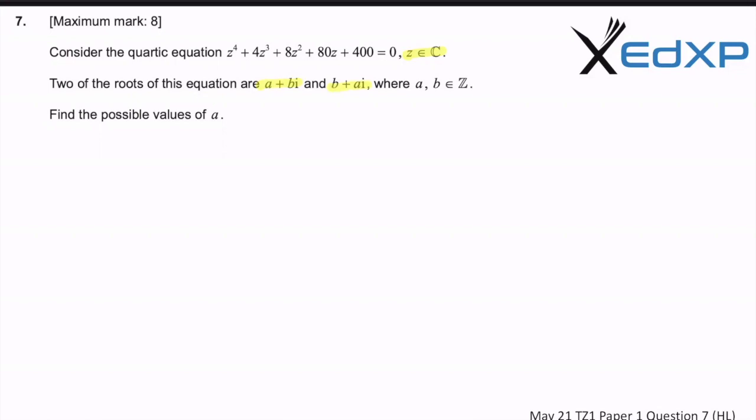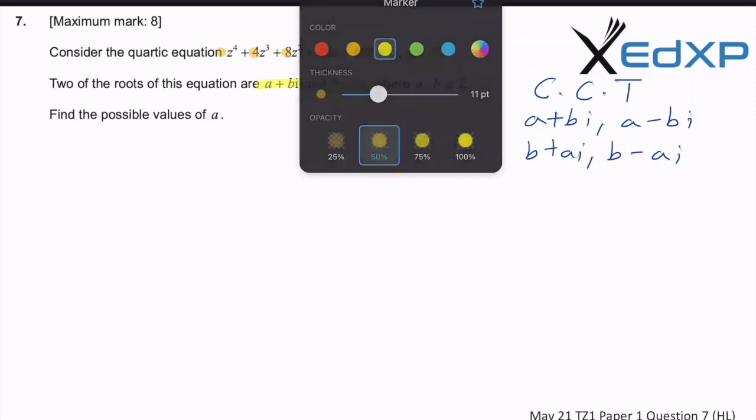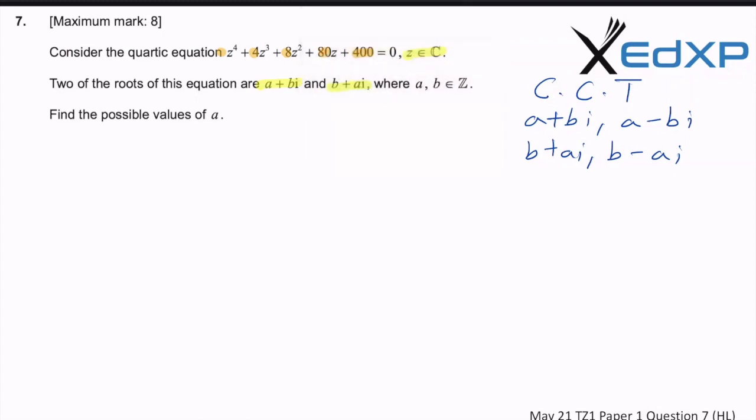Very importantly, we have to understand that if the coefficients of the entire polynomial are real, then we can apply the complex conjugate theorem, which says that if a plus bi is a root, then a minus bi is also a root, the complex conjugate. If b plus ai is a root, b minus ai is also a root. So we can only apply the complex conjugate theorem if all the coefficients of the polynomial are real. So there I have the 4 roots, but we want to find the value of a.